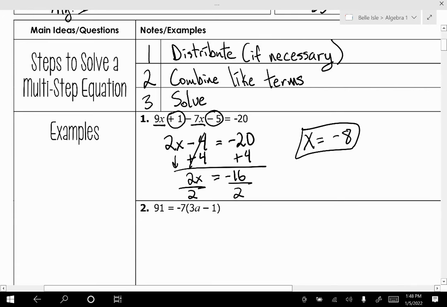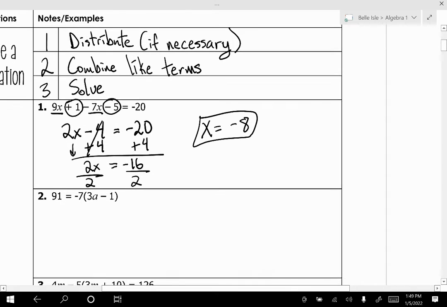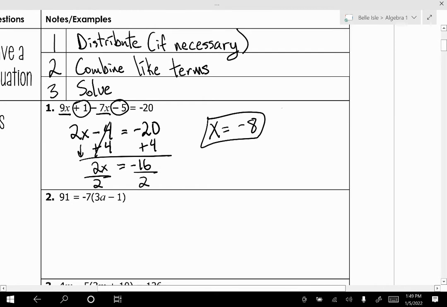Or you think it was supposed to start? How do I do the check thing again? No. You take the solution that you got, and then you just plug it in for x. Okay, so if you're going to check, you would take 9x plus 1 minus 7 times x minus 5 equals negative 20, and plug in negative 8 for x.